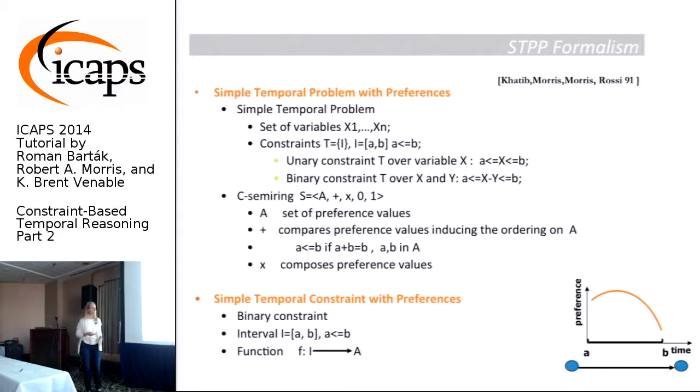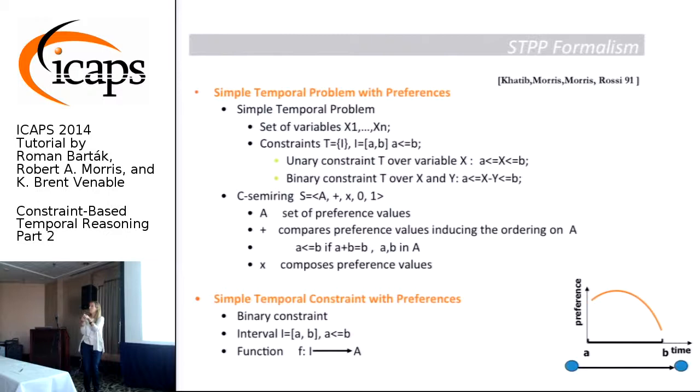These preferences in the original framework came from an algebraic structure which is built to handle the preferences. Basically a set that contains the preferences, which is called the carrier. And then we have two operations. One allows you, given two preferences, to understand which one is the best one. And the other one, this times operator here, allows you to combine multiple preferences into one, right?